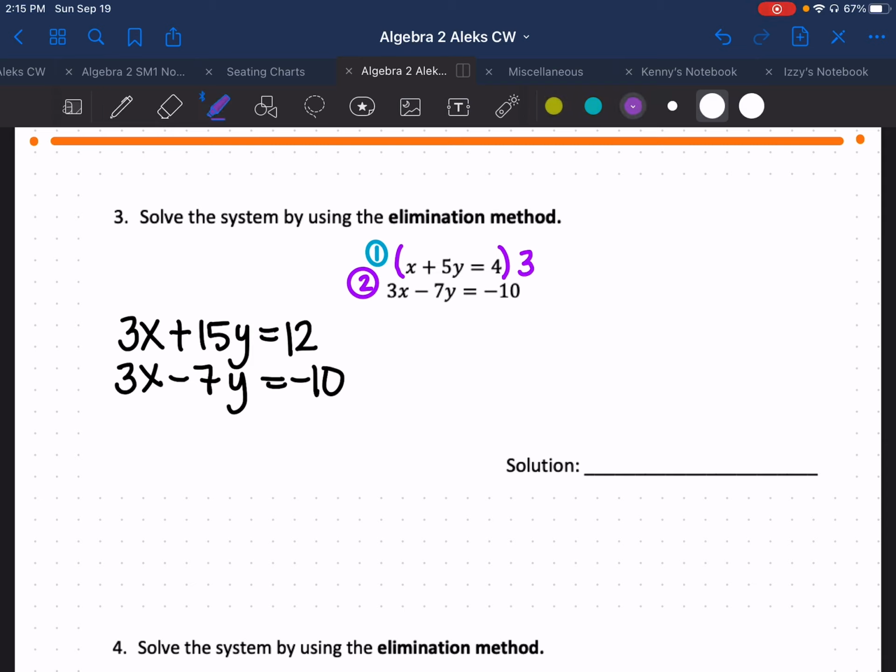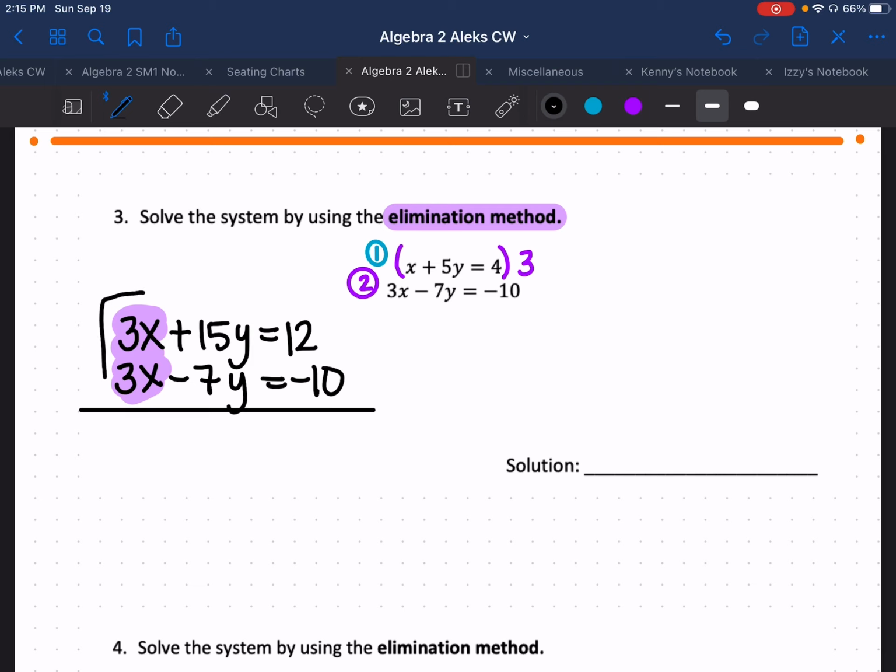All right. Now I can see that my x's both have a 3 in front of them. Remember, you're not looking at the sign of it yet. You're just looking at the number itself. Is it a 3? Is it a 2? Is it a 5? Are they the same? Now I'm going to look at the sign. They are both positive, which means they are the same sign.